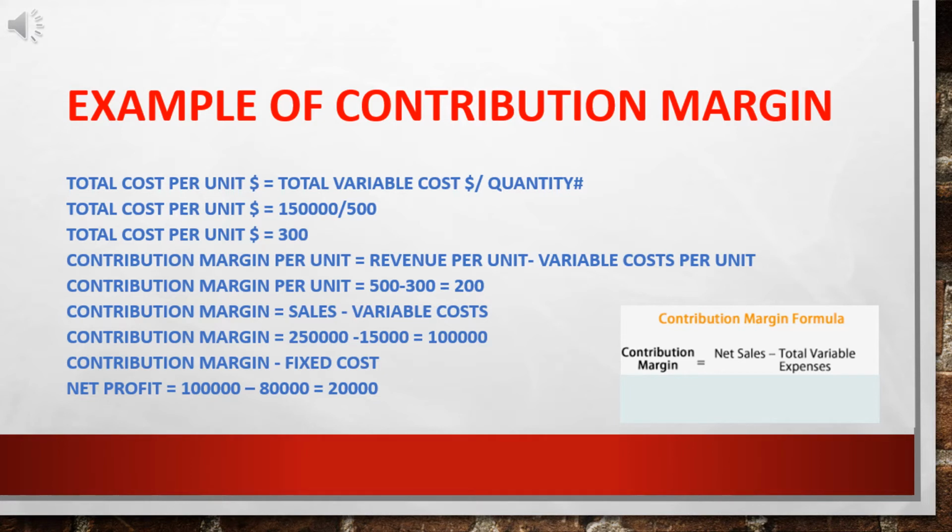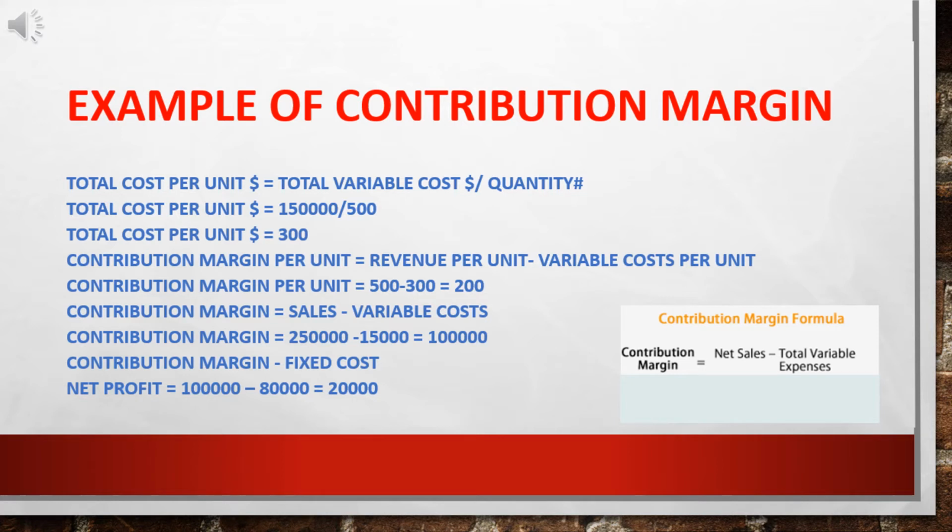Let's practice the contribution margin formula together. As you can see in this example, contribution margin equals net sales minus the total variable expenses. We have in this example the variable cost of 150,000 and the quantity 500. So the variable cost per unit is 300, which is 150,000 divided by 500.